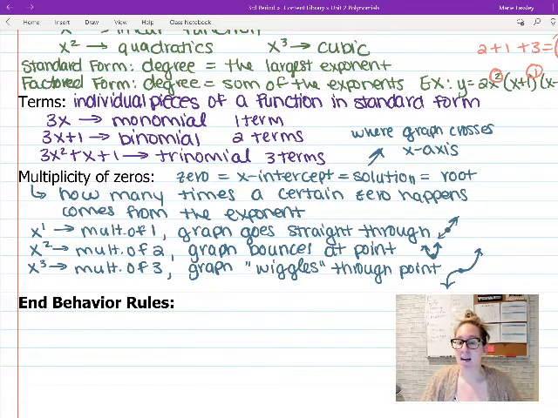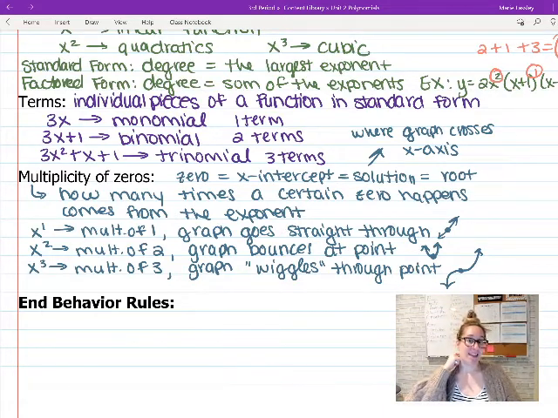So every even multiplicity 2 and up always bounces. It just is going to get wider the bigger the exponent is. And multiplicities that are odd, 3 and higher, are always going to wiggle. It's just going to be a fatter wiggle.